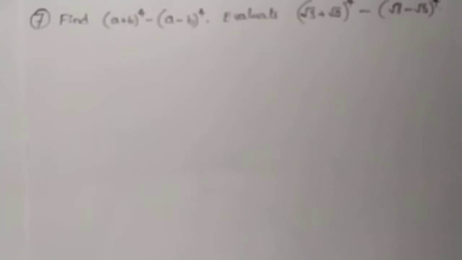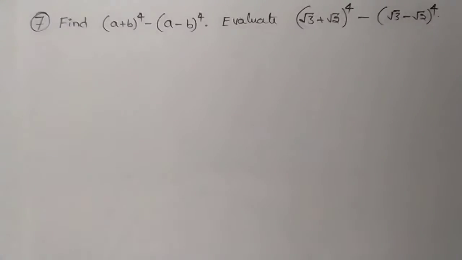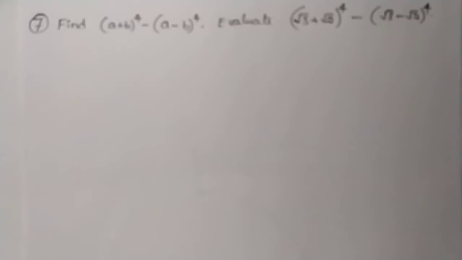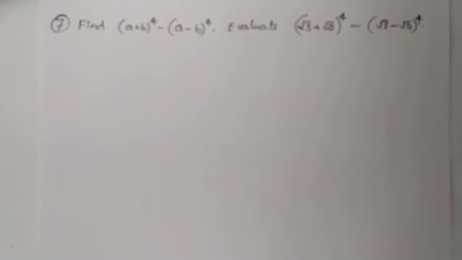So here we have the question: find (a + b)^4 minus (a - b)^4. Evaluate (√3 + √2)^4 minus (√3 - √2)^4.